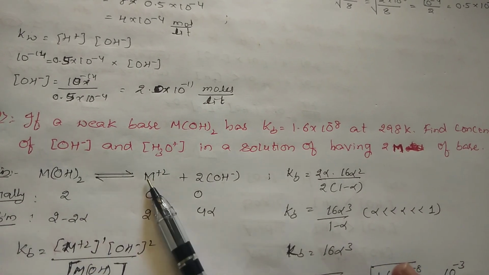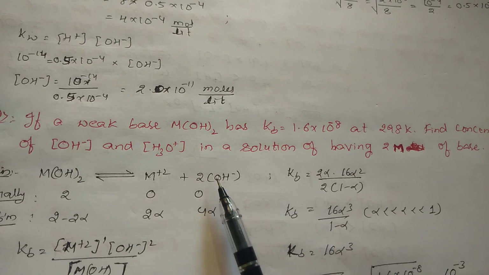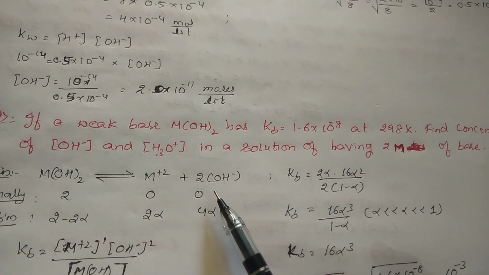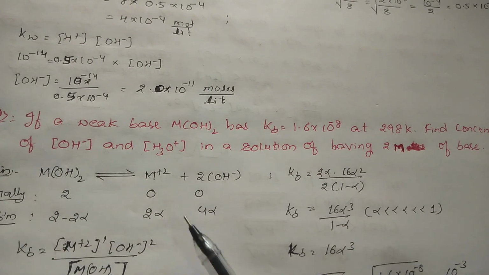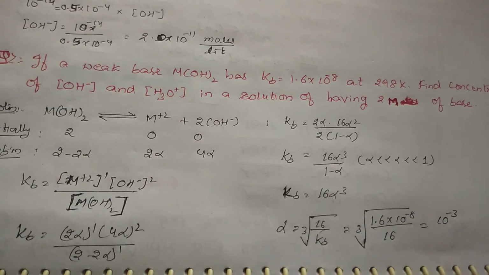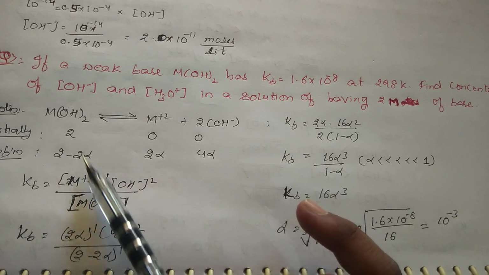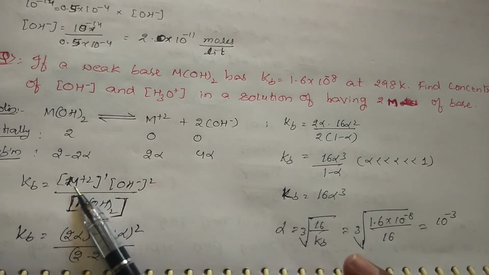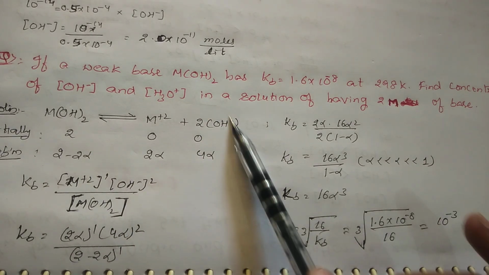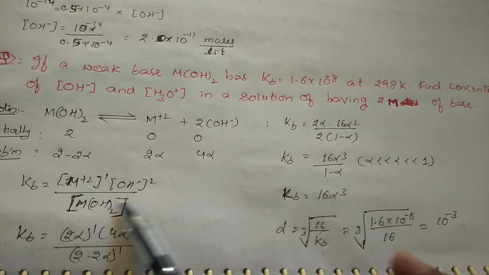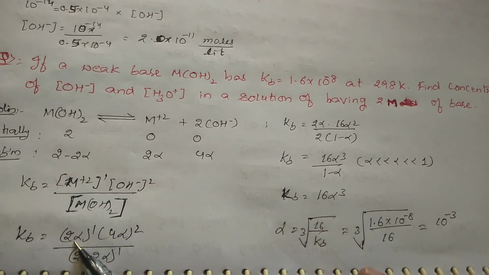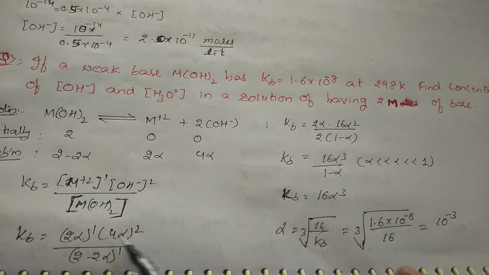So MOH is in equilibrium with M plus and 2 into OH minus. 2 molar concentration, 0 molar concentration, 0 molar concentration; 2 minus 2 alpha, this is 2 alpha and 4 alpha. Because from 1 mole it is 2 alpha, so for 2 moles you will be getting 4 alpha. So Kb will be equal to M plus concentration into OH whole square by MOH. So M plus is 2 alpha, and this is 4 alpha whole square.